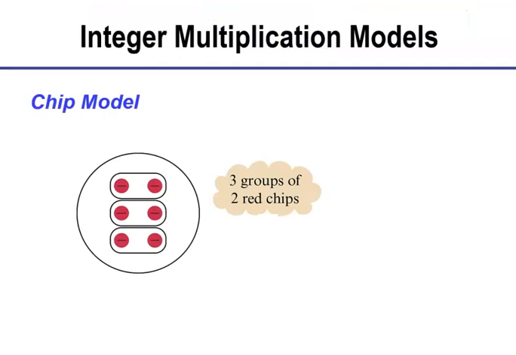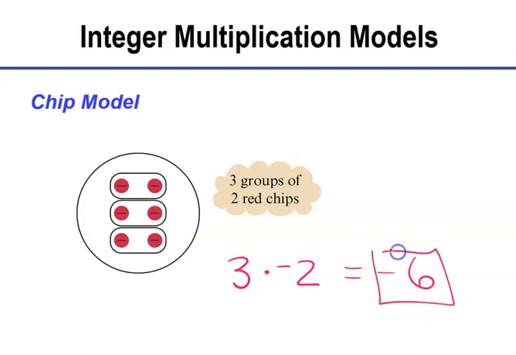Now I want to show you the chip model here. We've got 3 groups of 2 red chips. What this is actually modeling is multiplication, and it's going to be 3 times negative 2. You'll notice we have 3 groups, which is what the 3 represents here, of negative 2. And we can see that the answer to that is negative 6. So that's our first multiplication problem.